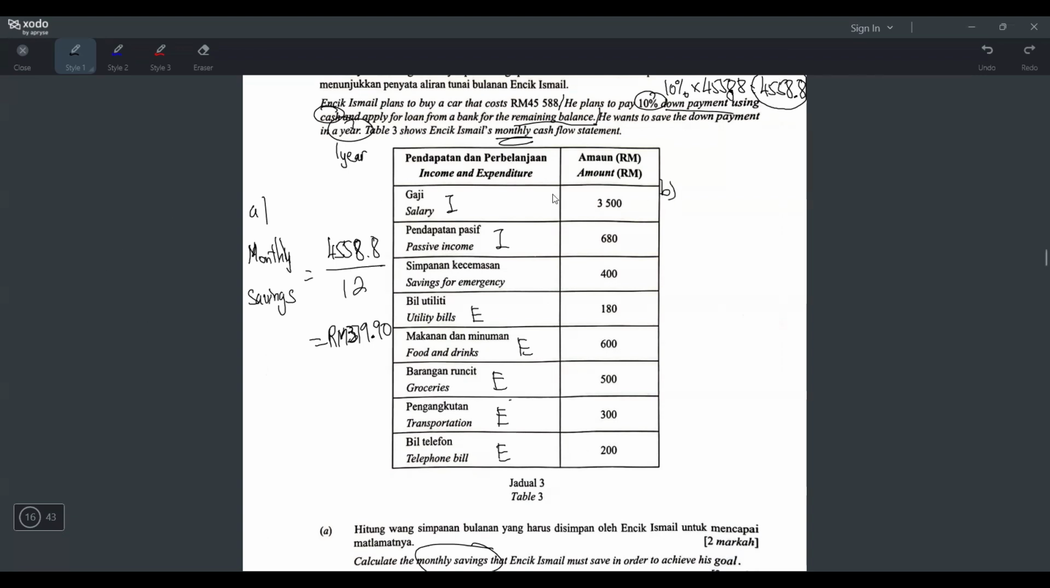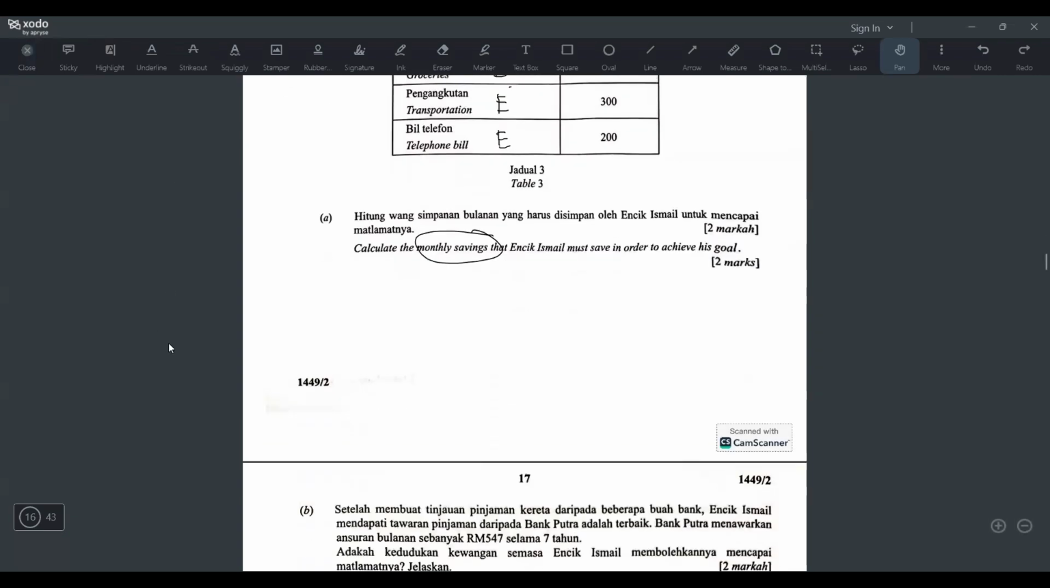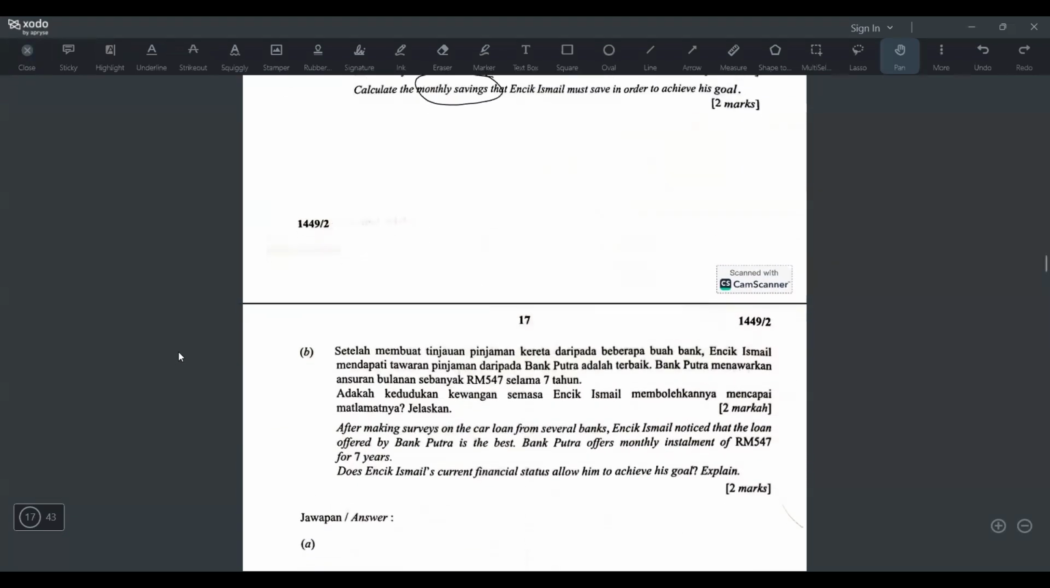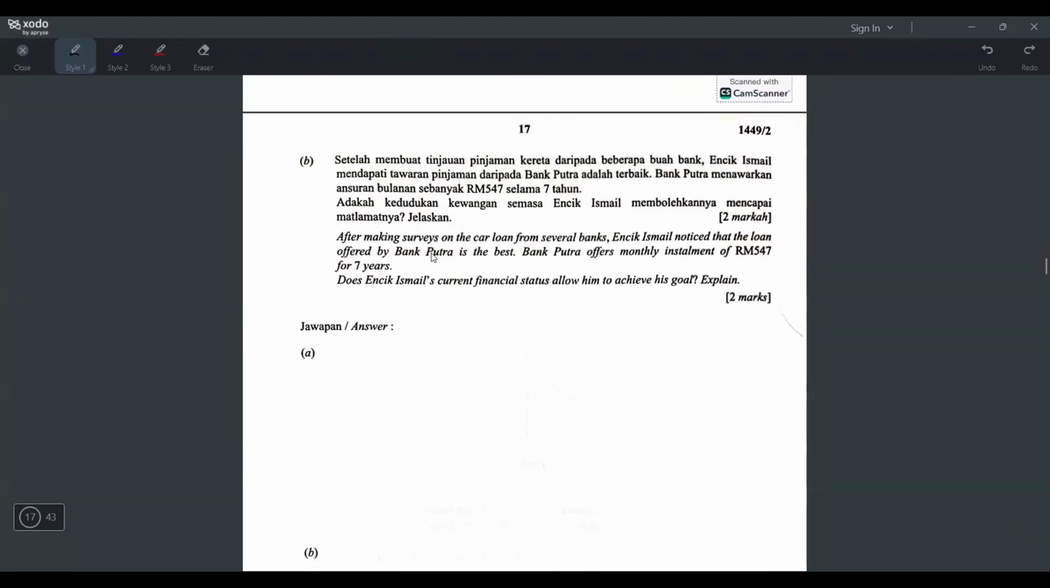Okay, soalan B. What it says here, let's read. Mana B? Oh, sini. Okay, sini. After making survey on the car loan from several banks, Encik Ismail noticed that the loan offered by Bank Putra is the best. Okay. Bank Putra offers monthly installment of 547 for 7 years. Does Encik Ismail current financial status allow him to achieve his goal?